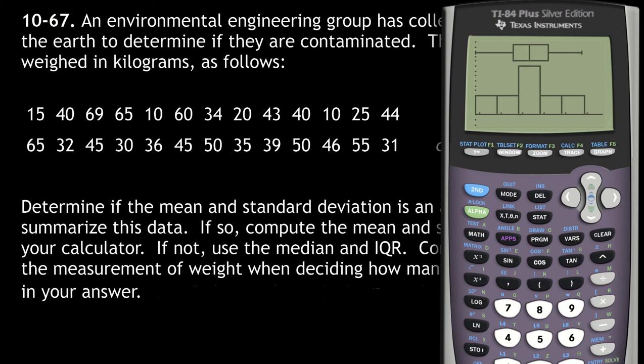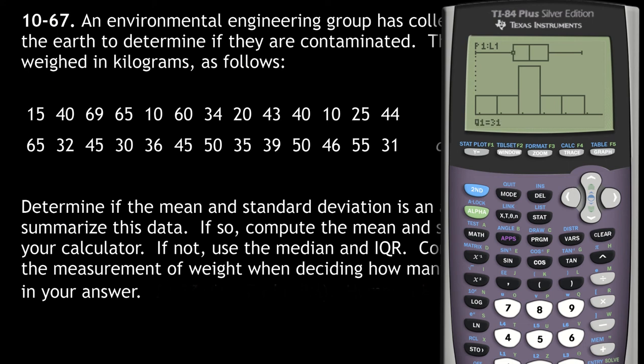So because of that, I'm not going to use the median and the interquartile range, which is unfortunate because it's very easy to calculate that from the graph. Let me remind you that if I hit trace right now on plot 1, the median is just this number right there. So the median of this data set is 40. And the interquartile range is the difference between this number, which is 31, and this number, which is 50. So 50 minus 31 would be the IQR.